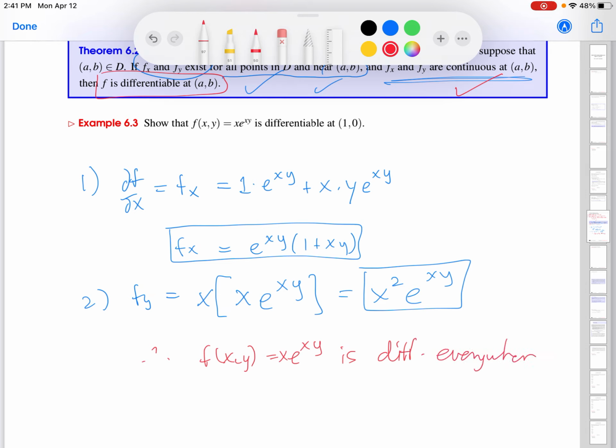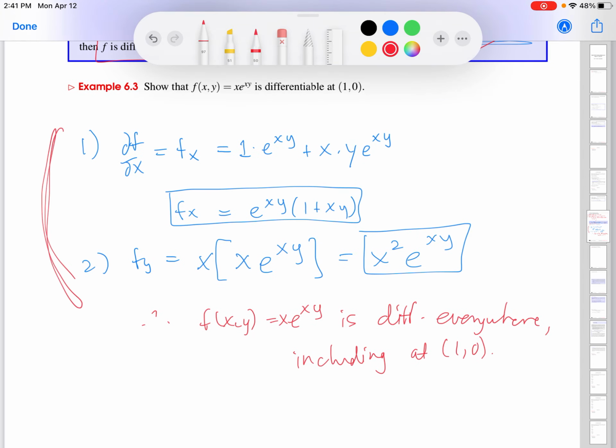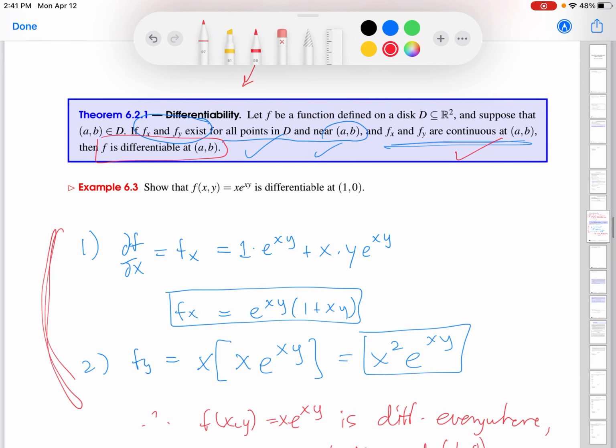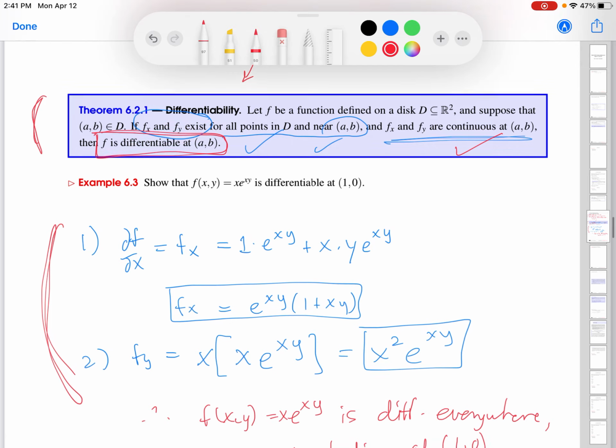We actually did a lot more than what was asked, including, in particular, at (1, 0). Okay? So, depending on what level of detail you would like to give, you might want to reduce the amount of writing that you do. You certainly wouldn't have to give every single little level of detail. But I would like you to understand why we need to check certain things, the hypotheses of this theorem, before, at least according to this theorem, we can conclude that f is differentiable at a point.